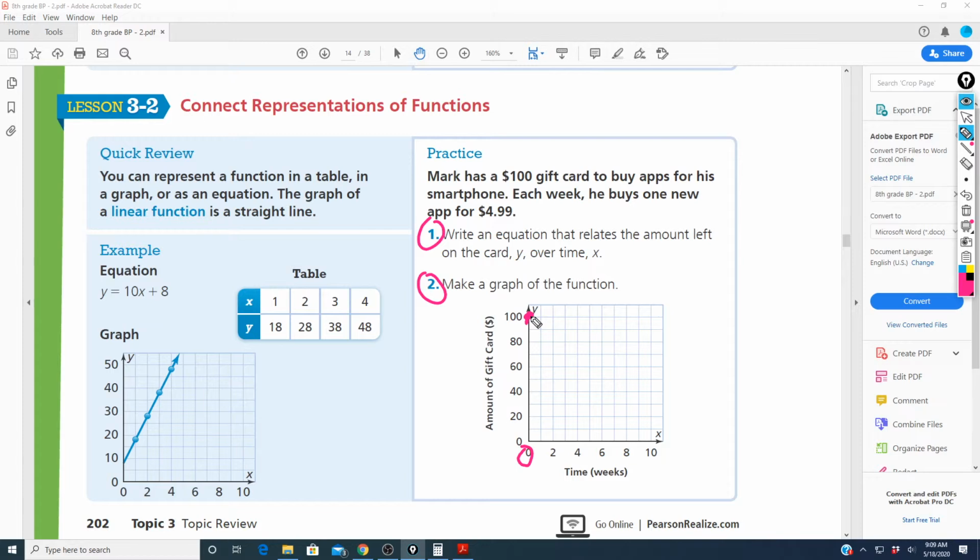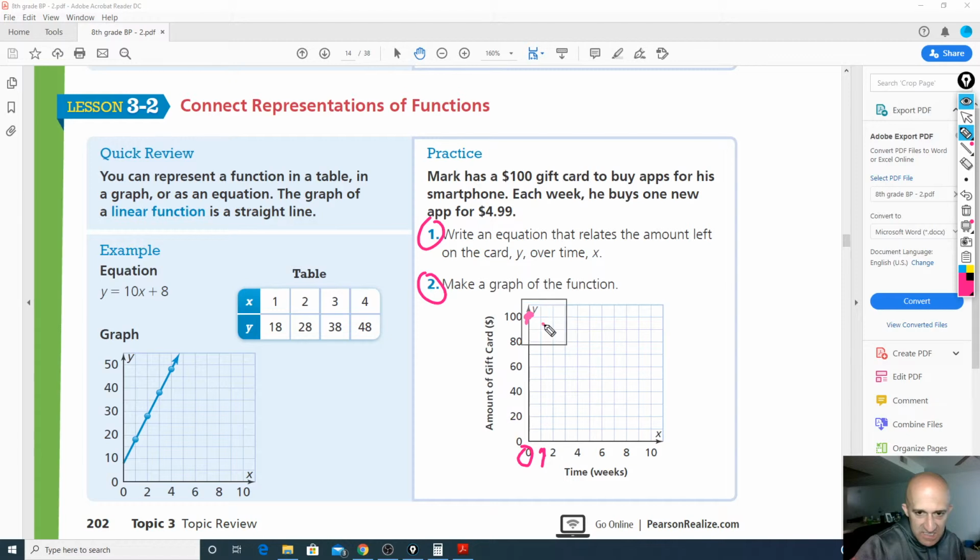Every week it goes down $4.99. So at week 1 it should be somewhat less than this. It's hard for me to draw on this, but week 2 should be something less, 3 should be less, 4 should be less. Every week he's buying one new app. So the graph should look something like that. If I were to go down and over, it should be down 4.99 and then over 1. It's talking about the slope as we're getting into that portion of things here.